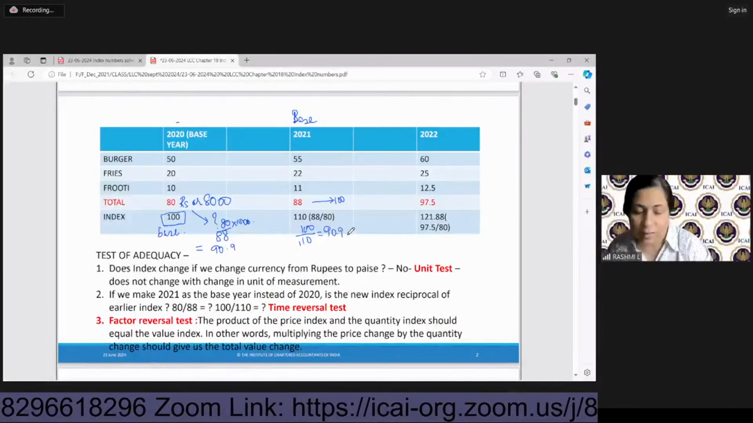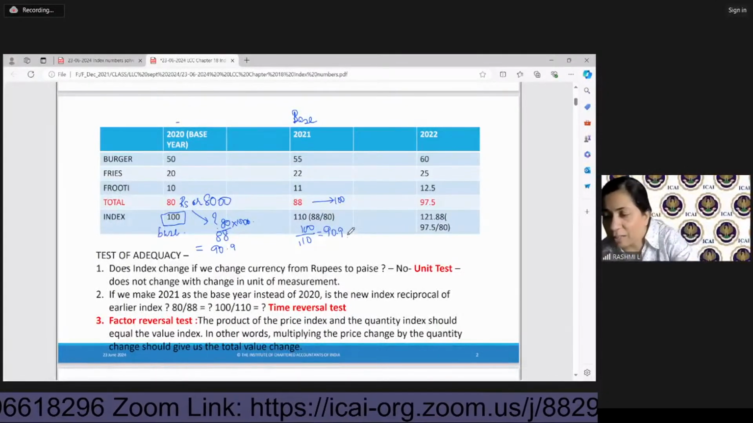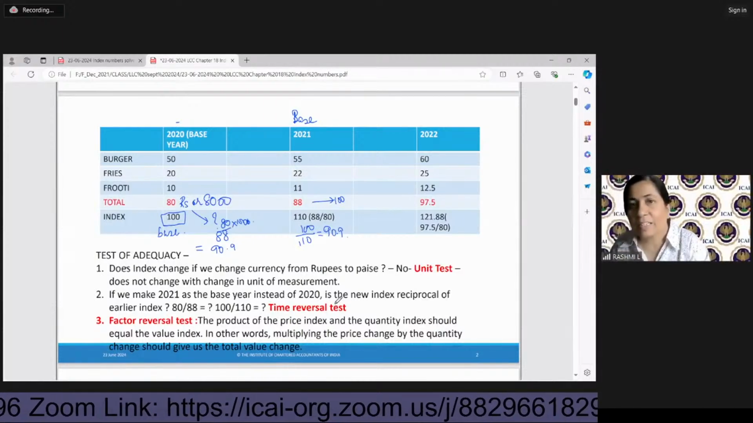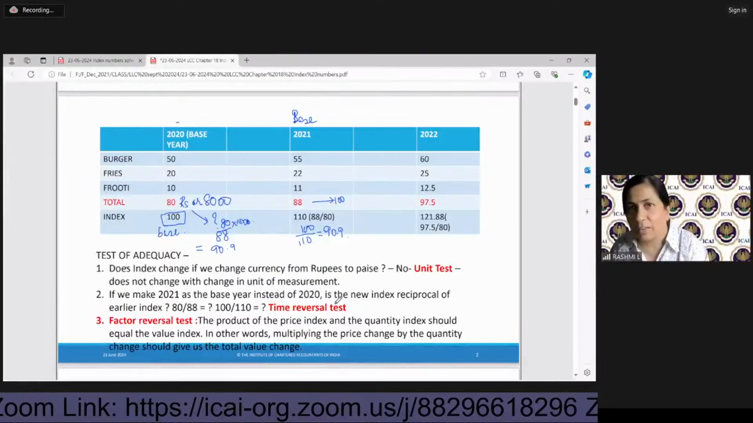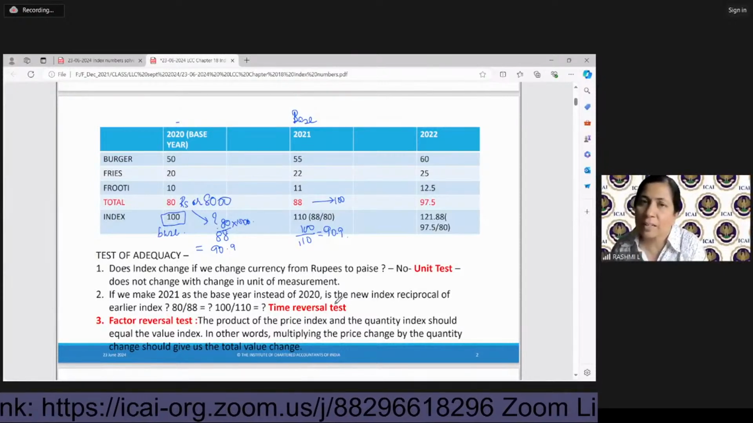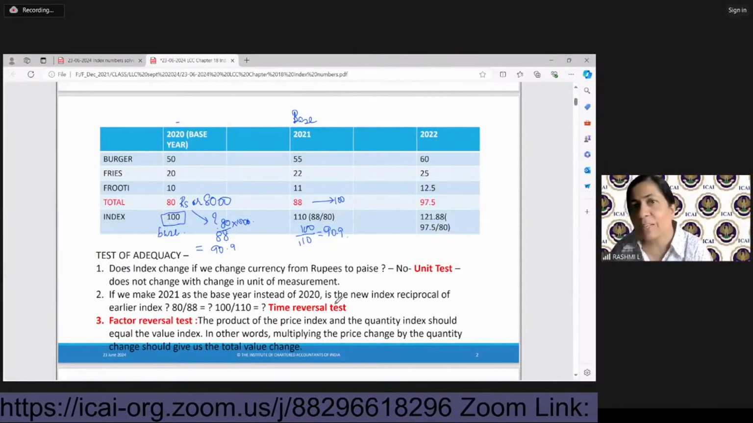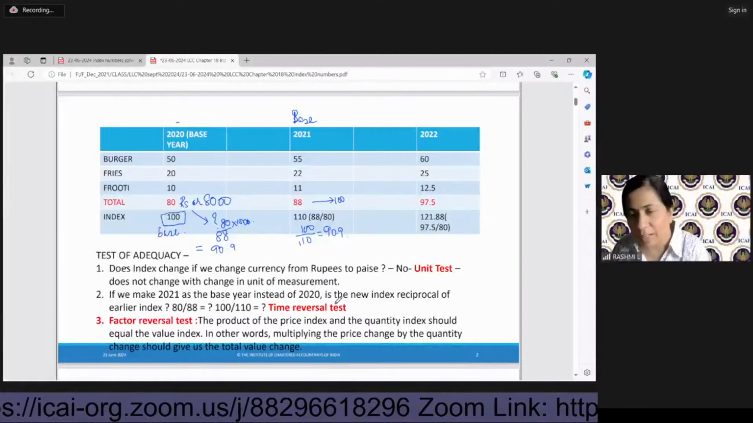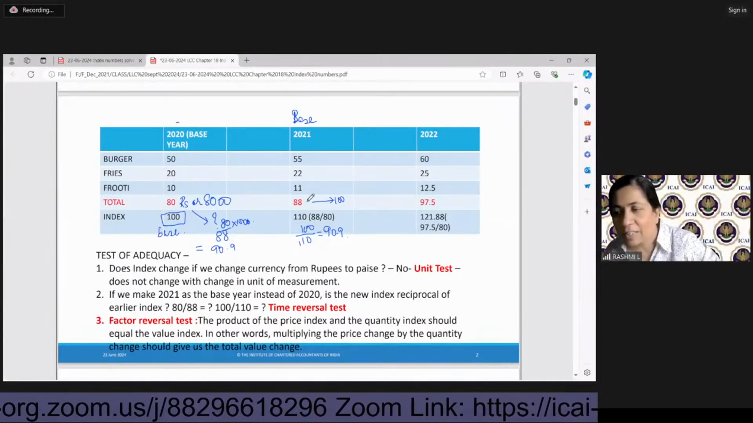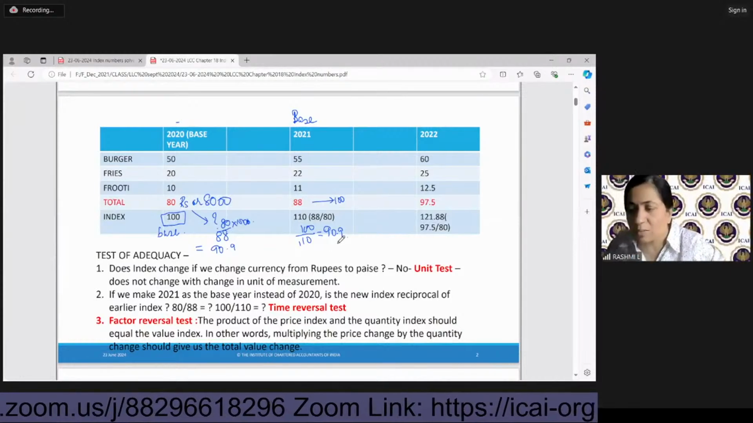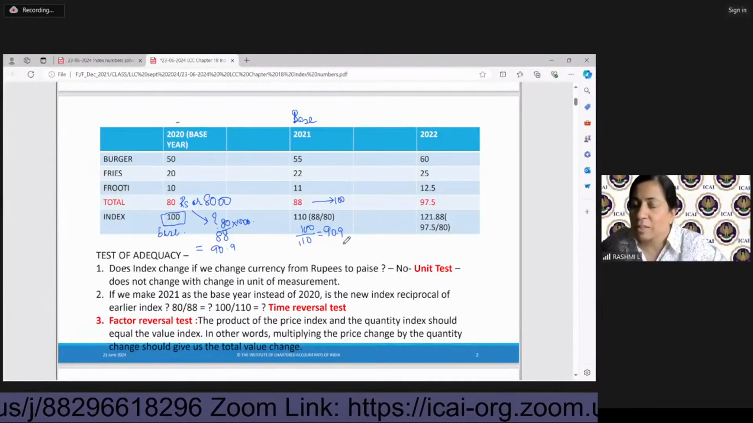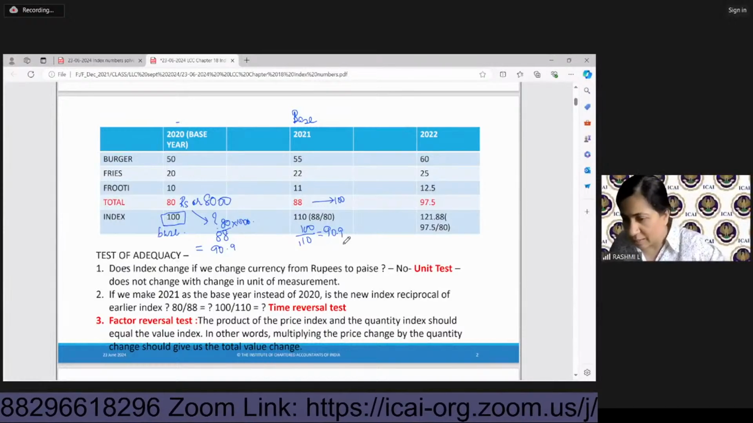So what does this mean? This means that this is following the time reversal test. That is, if I change the base from one year to the other year, then the index that I'm getting will be the reciprocal of the earlier index. Earlier index was how much? 110. And when I change the base to 2021, what index will I get? 90.9, which is nothing but the reciprocal of the earlier index.